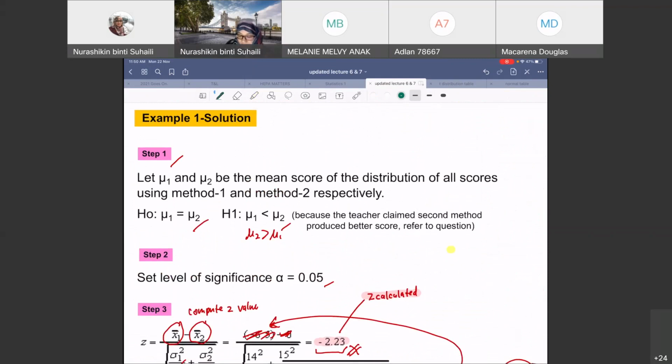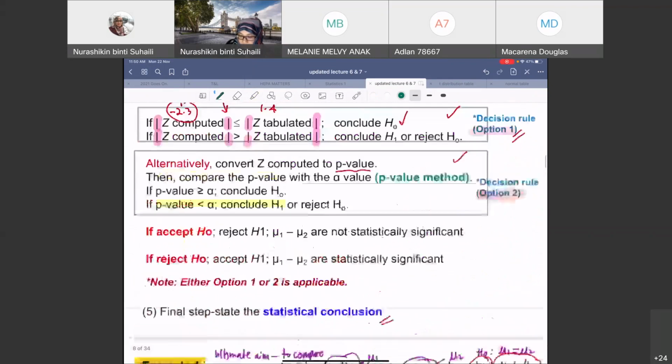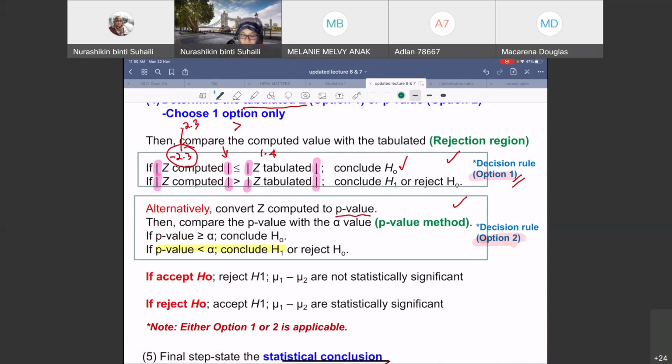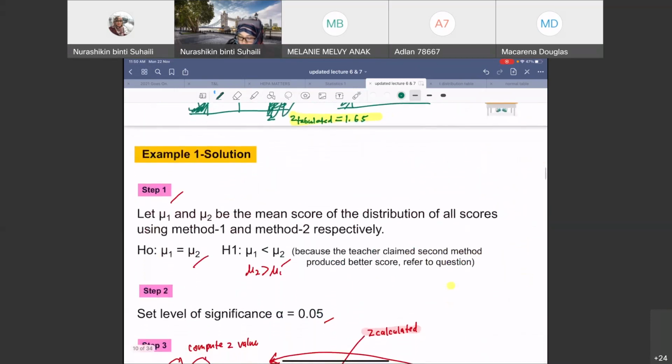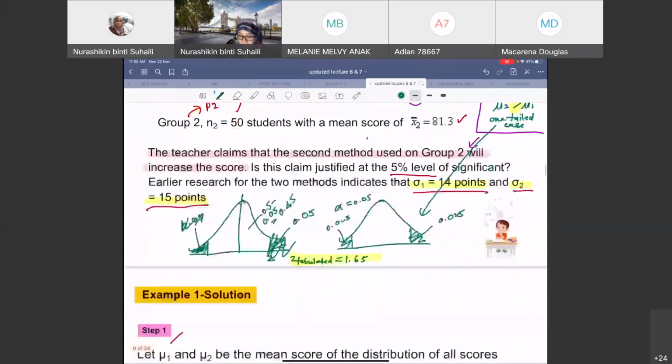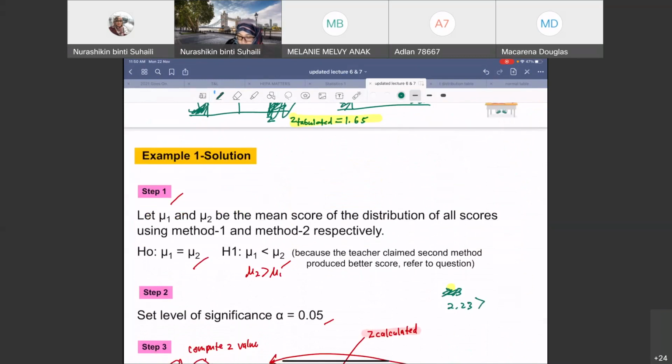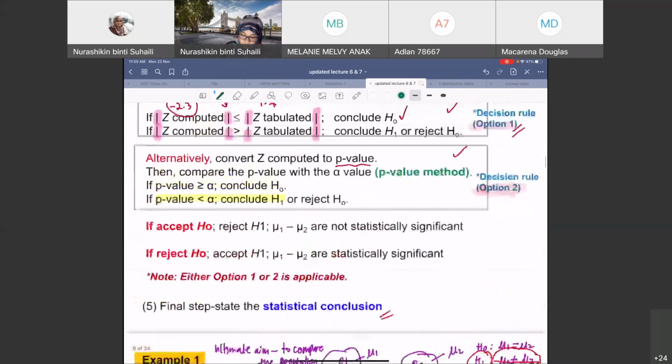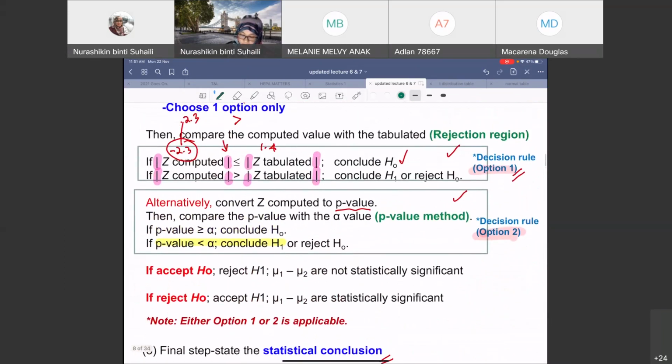You want to compare the Z for option 1, right? If you use option 1, you want to compare the Z computed and Z tabulated. Z calculated is 2.23 and tabulated is 1.65. It's actually greater. So Z calculated is greater than Z tabulated, 1.65. So which decision do you have to choose? Calculated is greater, so you choose this one.